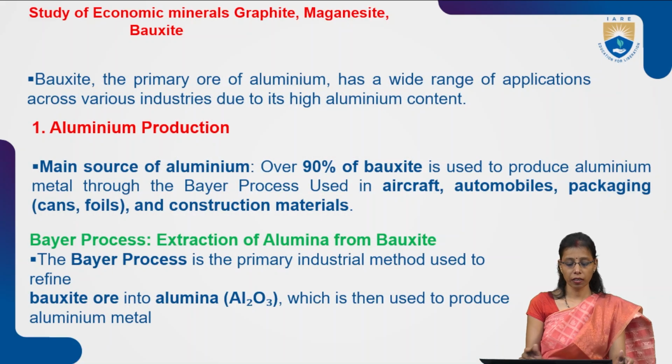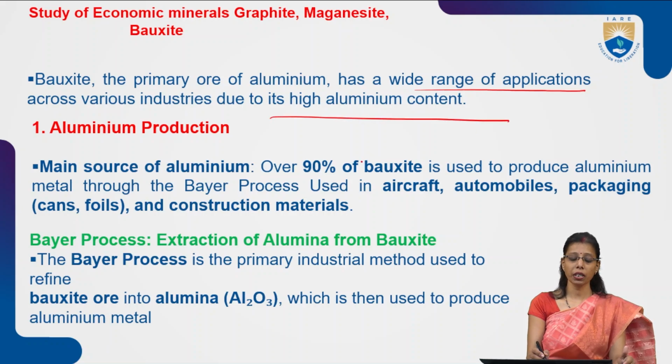So bauxite, the primary ore of aluminium, has a wide range of applications across various industries due to its high aluminium content. Now, what are the applications of bauxite? The first thing is aluminium production. So how is aluminium produced?